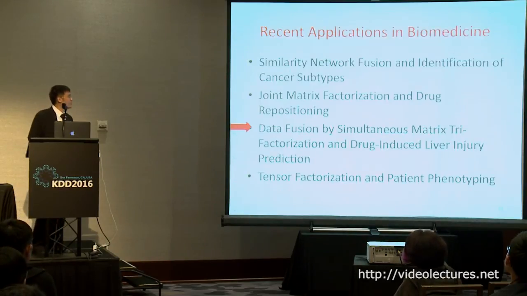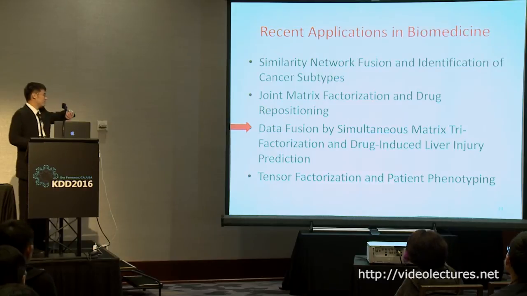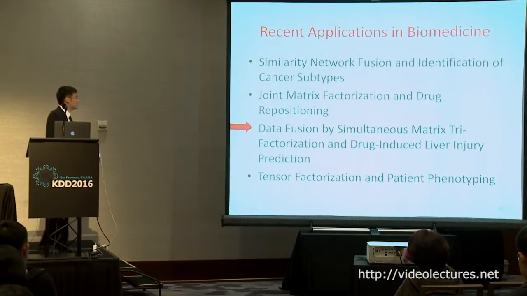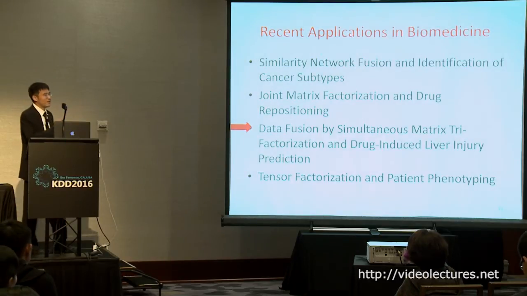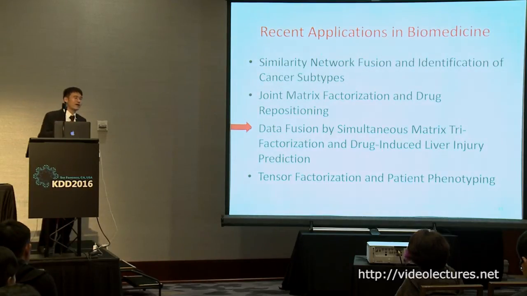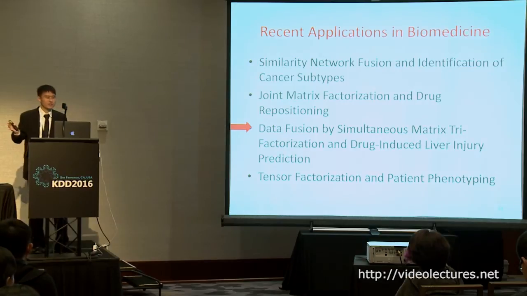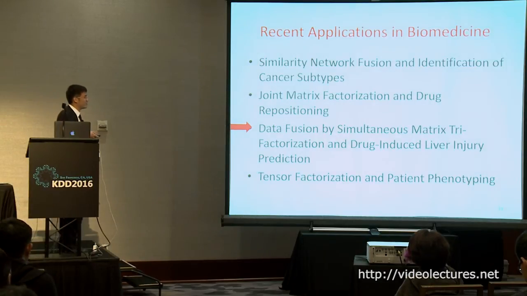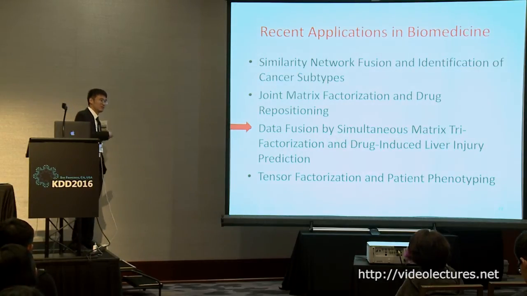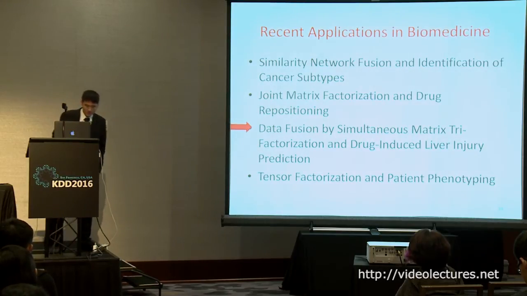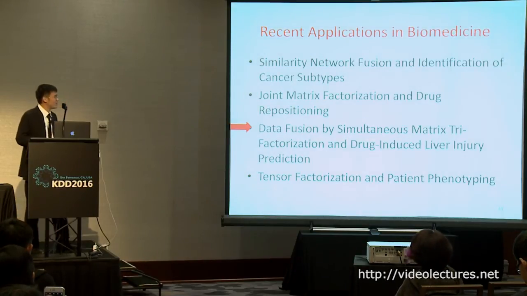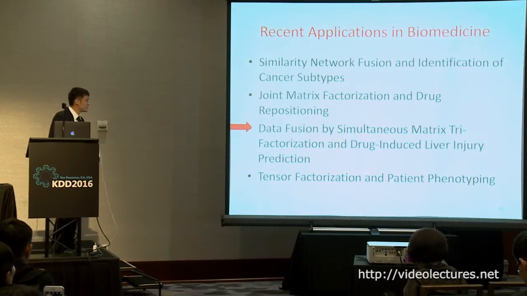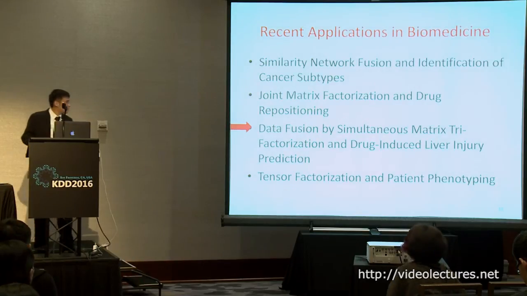Okay, so right now we go to finish the second part, and then the third part. The first one, as I mentioned, is where they have just one domain and a lot of resources. And the second one is where we have two domains and a lot of resources about these two domains as well. And the third part I want to introduce is the data fusion by simultaneous matrix tri-factorization and DILI prediction.